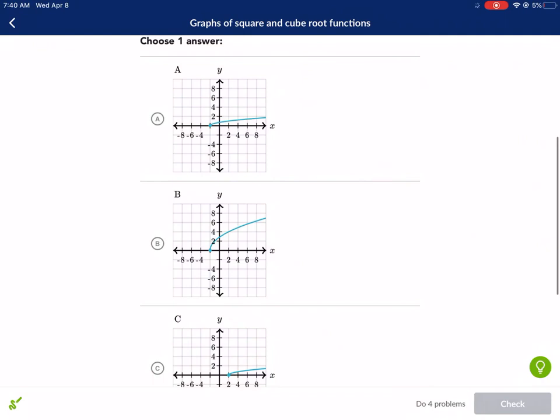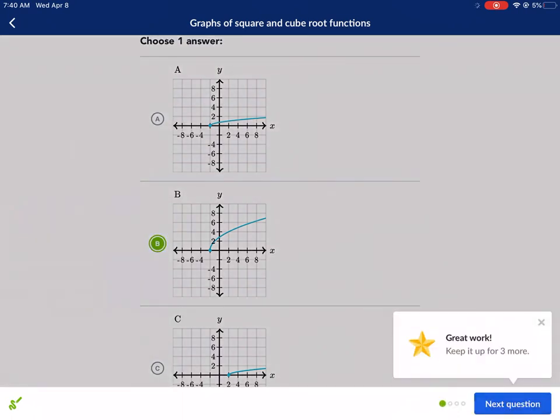And here we go. Look, everything we talked about is in option B. It has negative 2, 0, it has 2 comma 4, and it has 7 comma 6. That's everything that we wanted. Boom, there's our first one down.